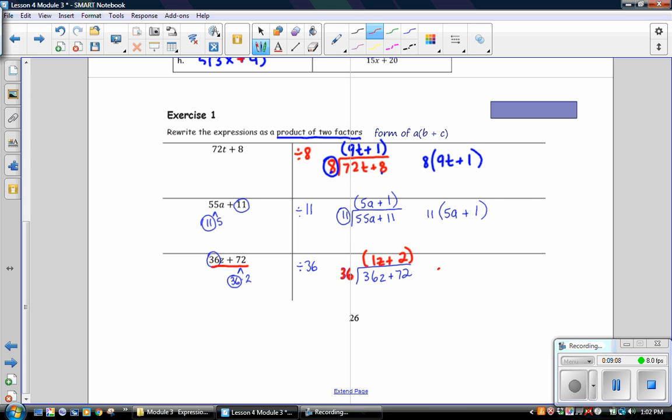Our two factors are 36 and the expression. Now remember, when 1 is the coefficient, we keep it invisible and we just write z plus 2. Then if you're not sure if it's right, multiply it back out. 36 times z is 36z, and 36 times 2 is 72. So our answer is correct.